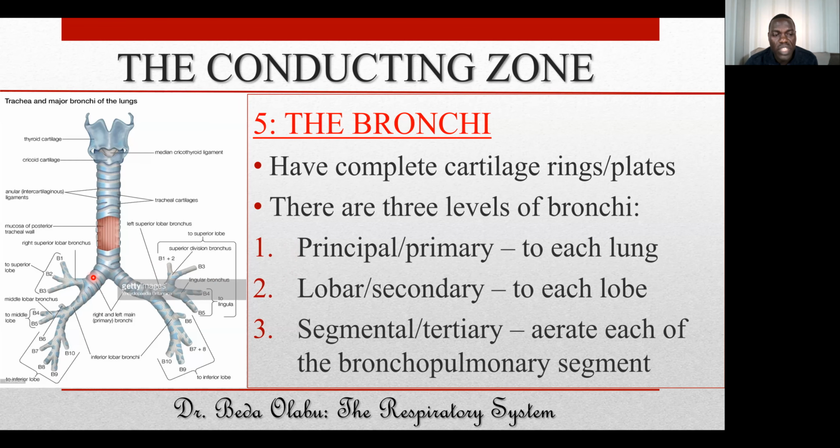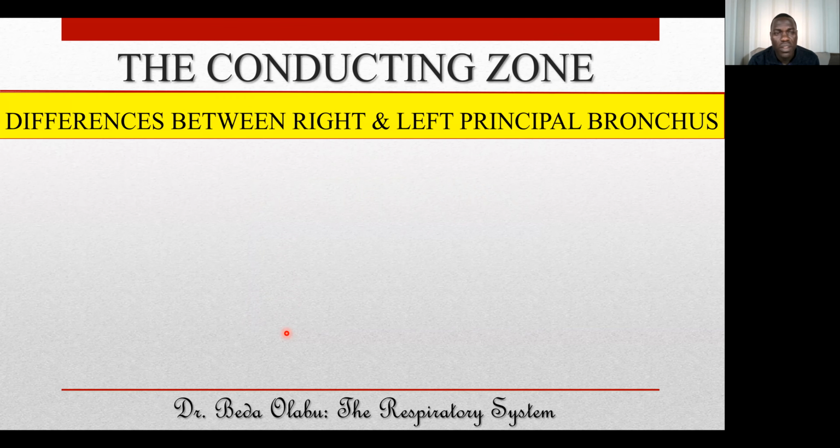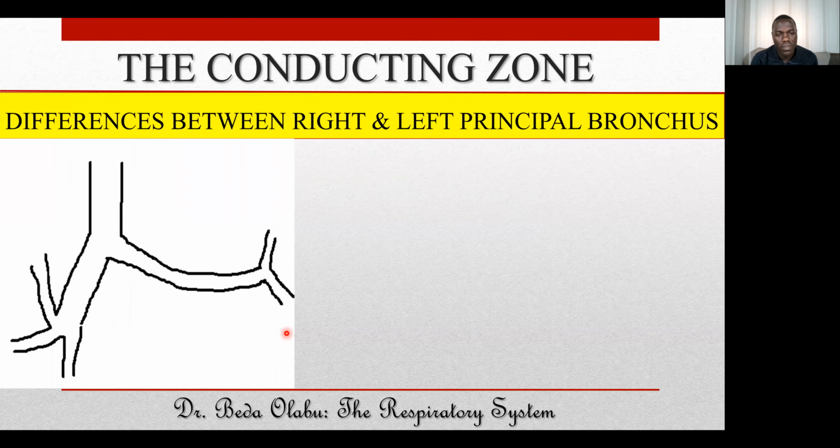The second generation of airway division is the lobar bronchus. And the third generation of airway division is the segmental bronchus. These generations of airway divisions are many. We are going to see them. I want you to understand the concept of generations of airway division. All right, those are bronchi. Now we can talk about differences between the right and the left main bronchus.